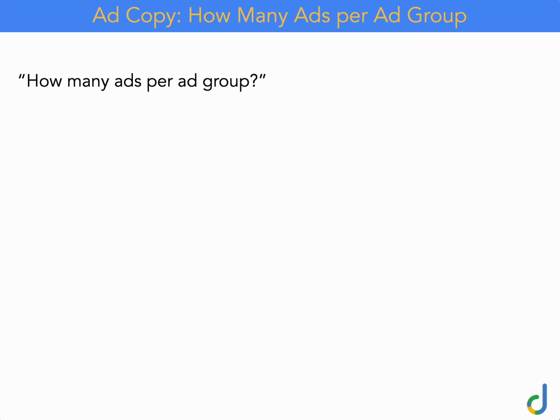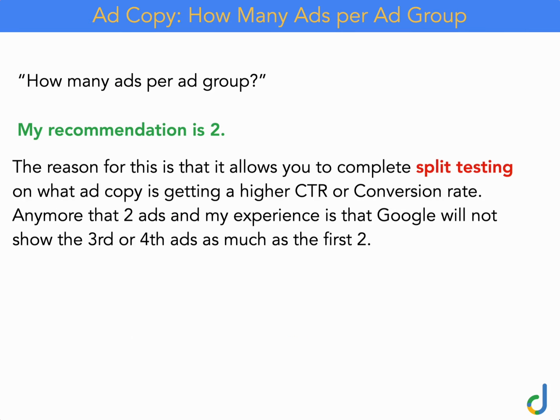The reason I'm recommending 2 ads per ad group is that this allows you to complete split testing on what ad copy is getting a higher click-through ratio or conversion rate. What we've found, in my experience, is that if you have any more than 2 ads, Google will not show the 3rd or 4th ads as much as the first 2. So you want to be doing split testing. You want to have 2 ads. Don't split test 3 or 4 ads at the same time, because as I said, very soon you'll see that the 3rd and 4th ad just don't get any traffic, and it kind of sways the results.